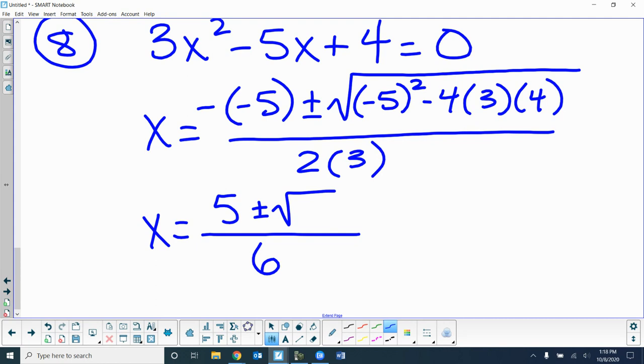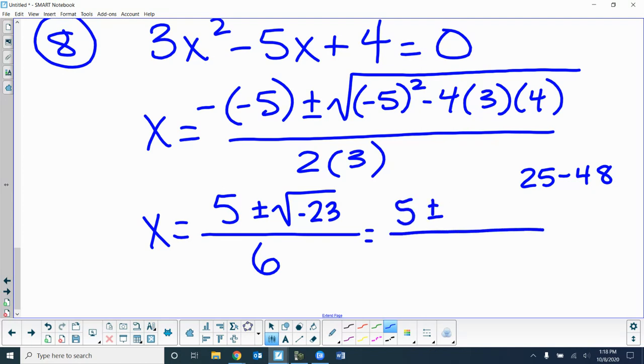Now remember, negative 5 squared is still positive 25. Negative 4 times 3 is negative 12. Negative 12 times 4 is a negative 48. That gives me a negative 23. So I gotta pull my i out again. Okay. Get that done.